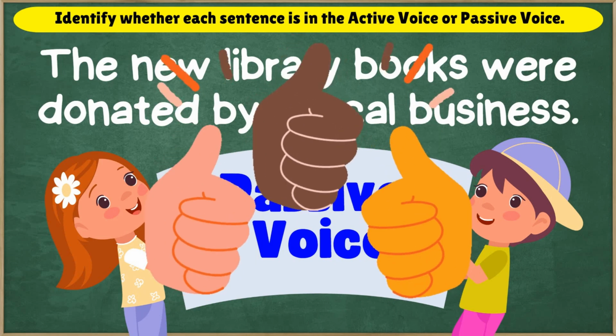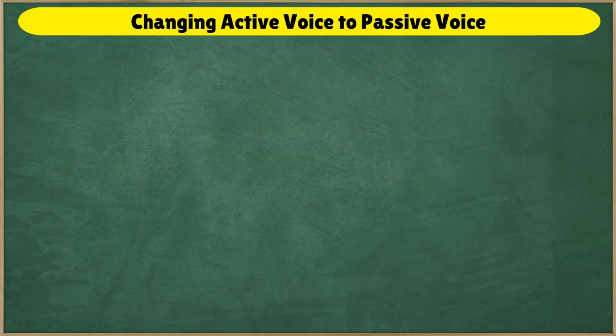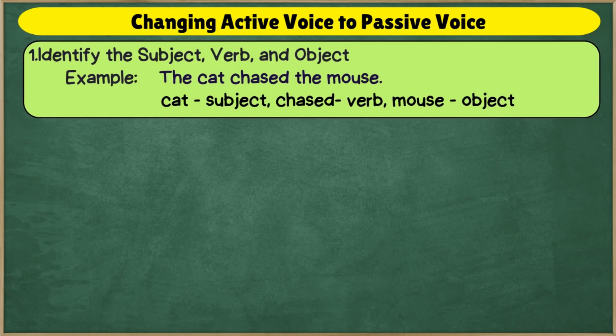Now, let's discuss the steps in changing sentences from active voice to passive voice. The first step is identify the subject, verb, and object. In our example, the cat chased the mouse. Cat is the subject, chased is the verb, and mouse is the object.